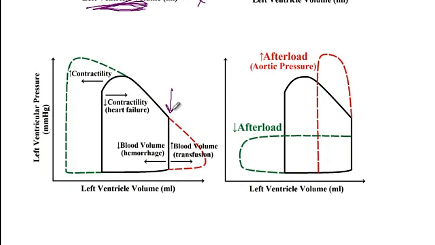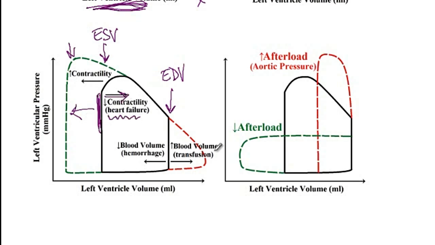So here we had the end diastolic volume, while on this side we had the end systolic volume. Now if there is an increase in the contractility of the heart, then more blood will be ejected out. So therefore the end systolic volume would be less. And so the line shown right here will shift to the left.